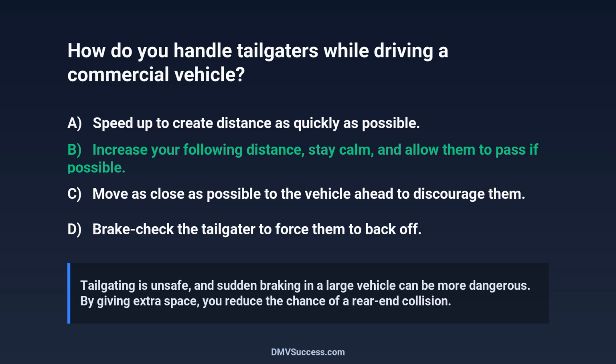The correct answer is B. Increase your following distance, stay calm, and allow them to pass if possible. Tailgating is unsafe, and sudden braking in a large vehicle can be more dangerous. By giving extra space, you reduce the chance of a rear-end collision.